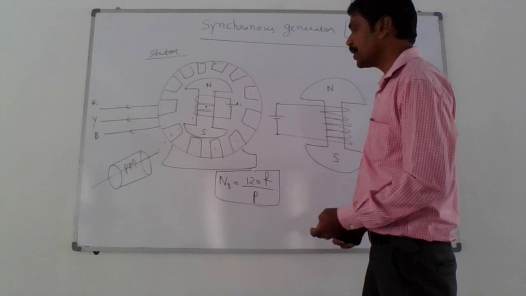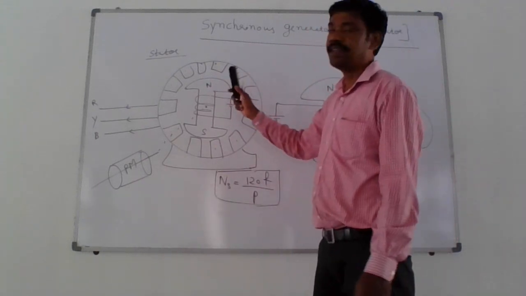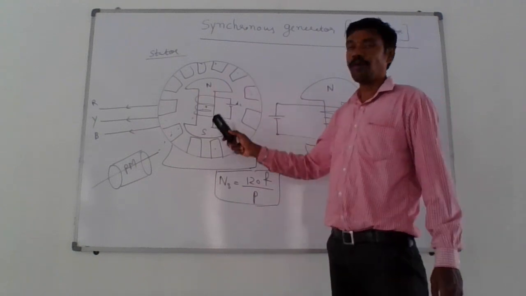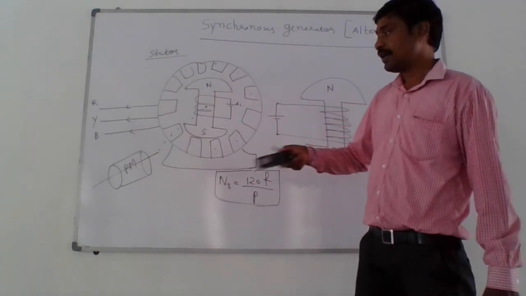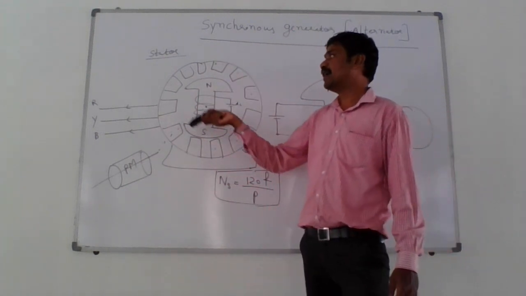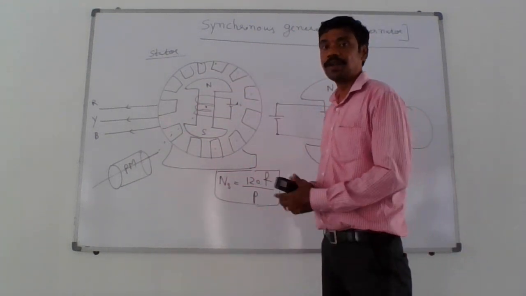Now come to the principle of operation. What are we doing? We are giving DC supply to the rotor. Corresponding north pole and south pole are produced. When the north pole and south pole are rotated at synchronous speed by the prime mover, a rotating magnetic field is produced which rotates at synchronous speed.